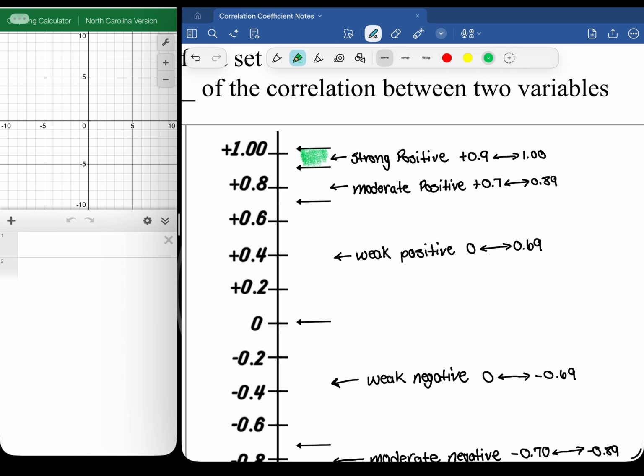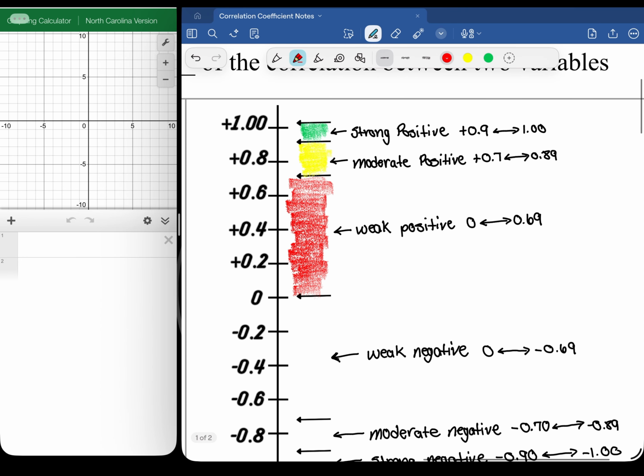Then we have the moderate. The moderate positive is between 0.7 to 0.89. And we're going to color that area yellow to let us know that it's moderate. The next we have is going to be a weak positive. Weak positive falls in between 0 and positive 0.69. So that means all that area here, if the number falls within that range, is going to be considered to be a weak positive.